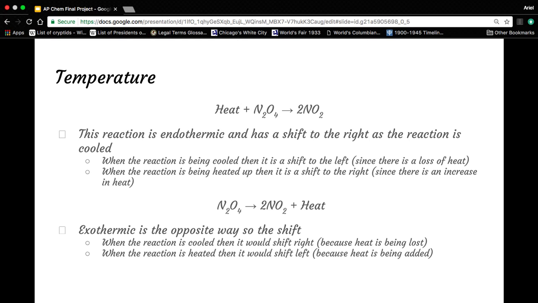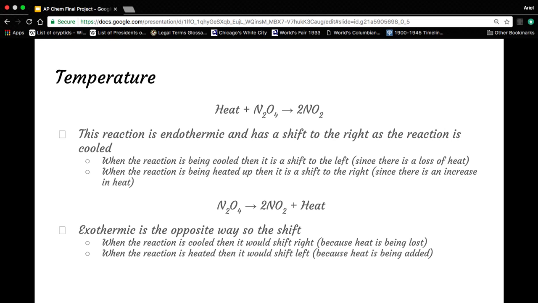Temperature is the last and final factor of Le Chatelier's principle, and the example I did is heat plus N2O4 yields 2NO2. This reaction is endothermic because heat is being added on the left side, which means delta H is positive, and whenever it's positive, it's endothermic. It shifts to the right as the reaction is being heated. I'll explain a little bit. When the reaction is being cooled, then it shifts to the left since there's heat being lost.